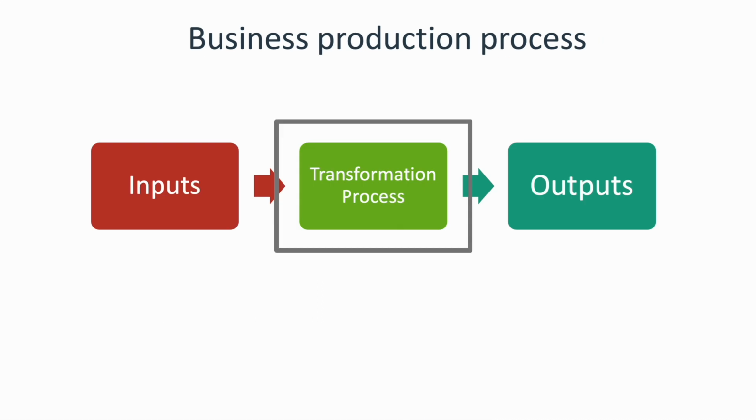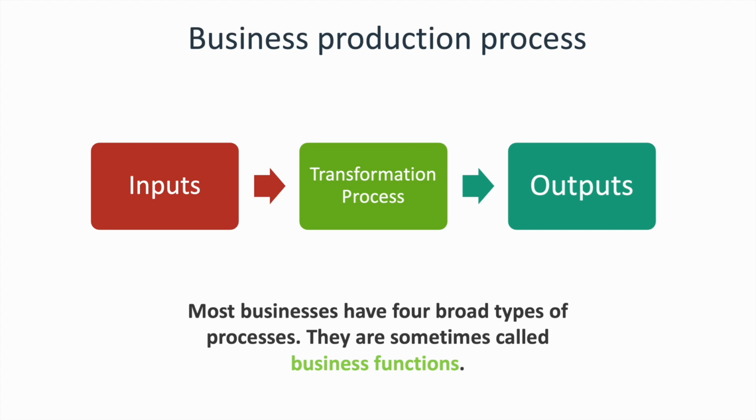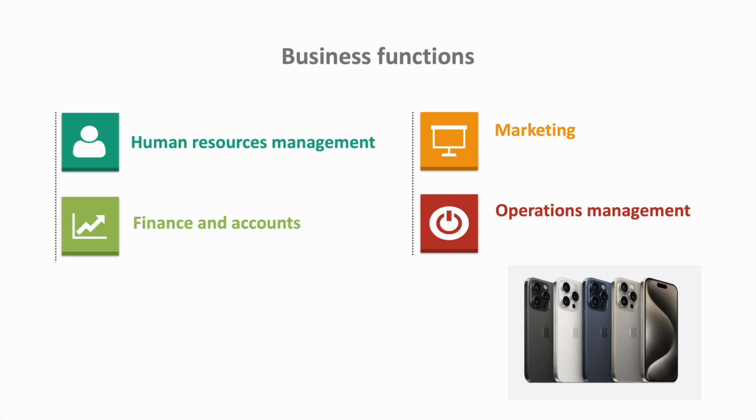So the transformation process, the history of it, why we have people specializing, we have covered. Most businesses actually, because of that, have four broad types of processes. These are sometimes called the business functions. The four business functions are going to be quite easy to remember because they actually copy the units of the IB Business Management course. It is human resources management, finance and accounts, marketing, and operations management.